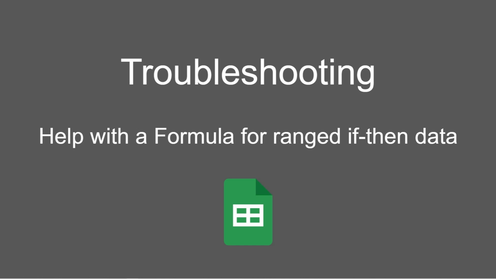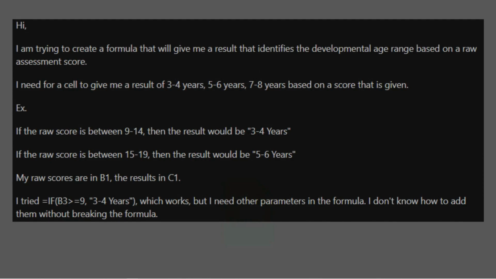Let's troubleshoot a formula for ranged if-then data. The user provided this: I'm trying to create a formula that will give me a result that identifies the developmental age range based on a raw assessment score. I need the cell to give me a result of 3 to 4 years, 5 to 6 years, 7 to 8 years, based on a score that is given.